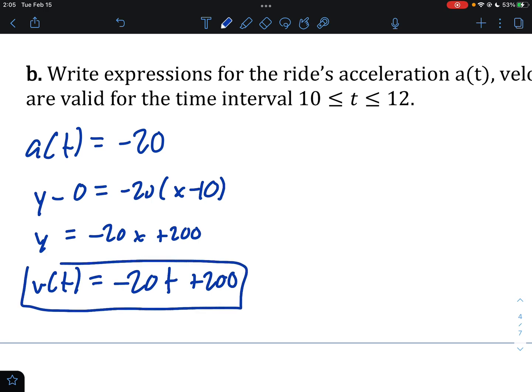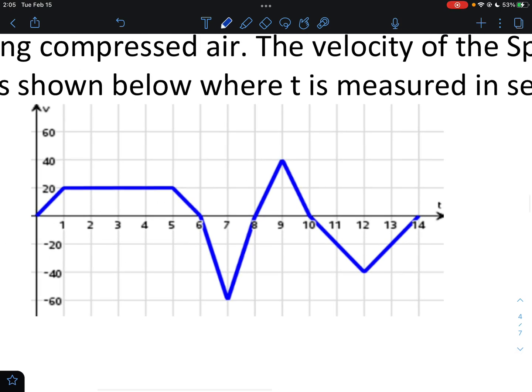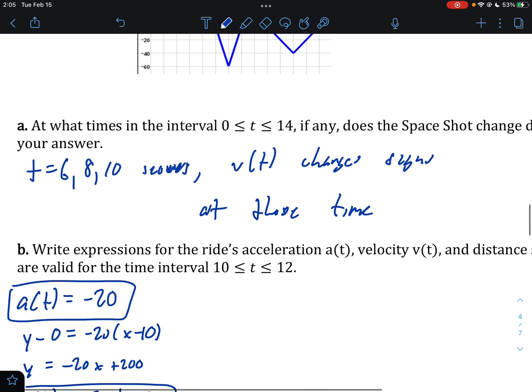Did you have to use the point (10, 0)? No, you did not. There are other points on here. You could use (11, negative 20) or (12, negative 40). But anytime you can use a 0, it makes things a little bit easier.